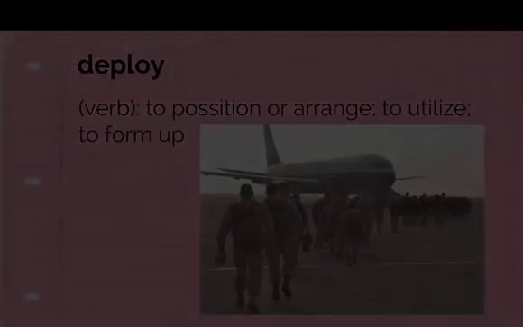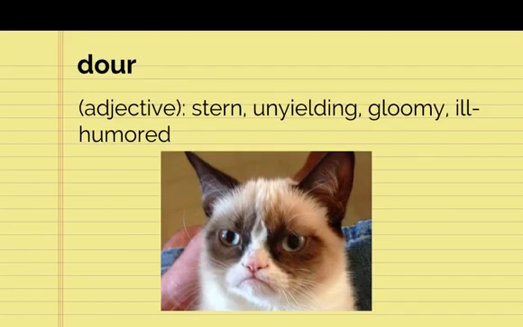Our next word is dour, and I have a little picture of Grumpy Cat for you because he personifies dourness. It means stern, unyielding, gloomy, or ill humor. It reminds me of the word sour, and they kind of mean the same thing except that dour always refers to somebody's mood. Oftentimes you'll hear spinsters portrayed as dour in literature.